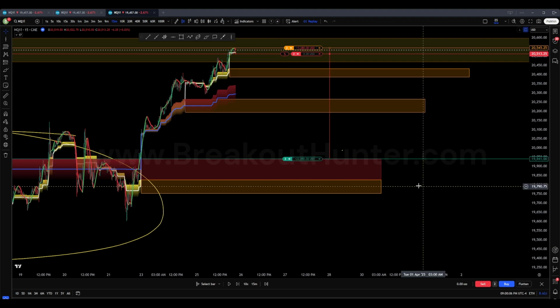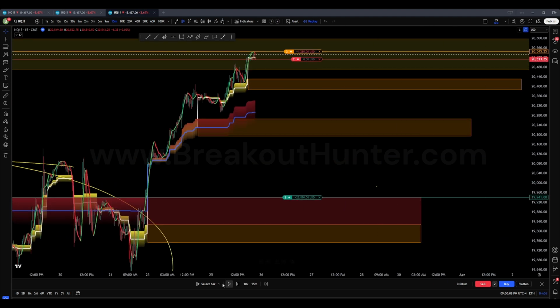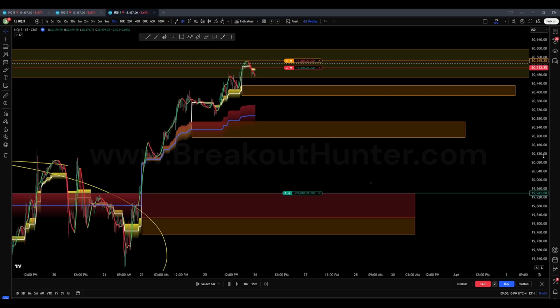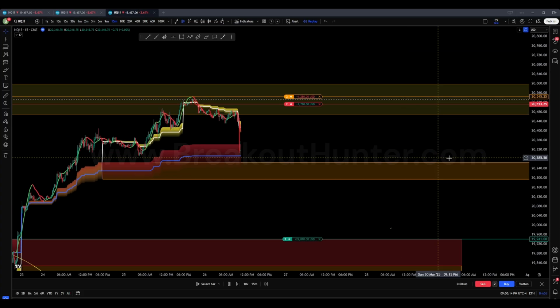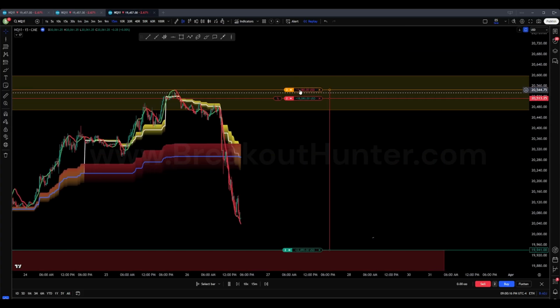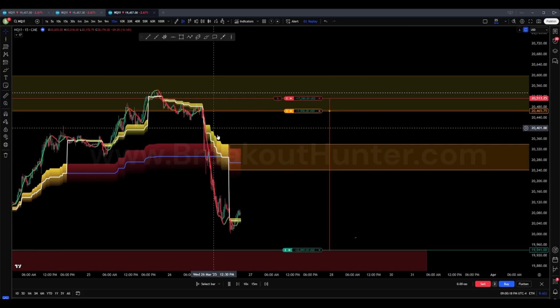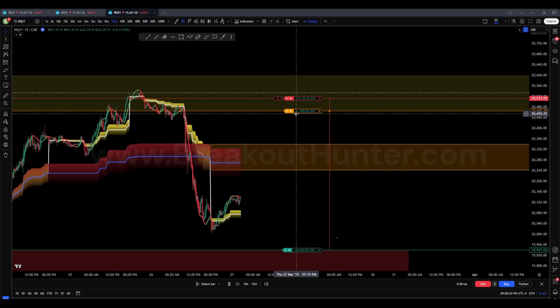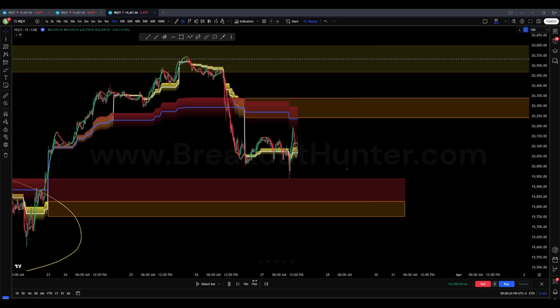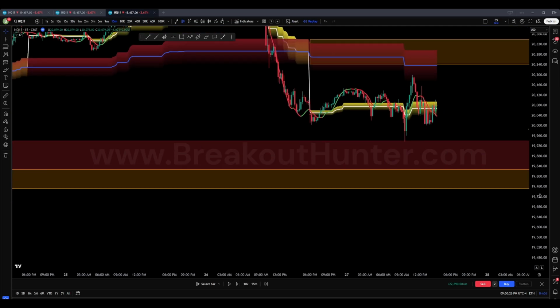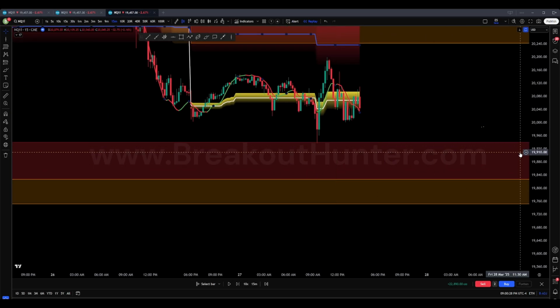Now again, I wasn't really paying attention, so I don't know if it bounces off this or not, but let's try to target that and see what happens, right? And then you can actually trail the zones, right? So if we get a bounce above, there you go. Look at that wick right there. See that right there? That is nuts.